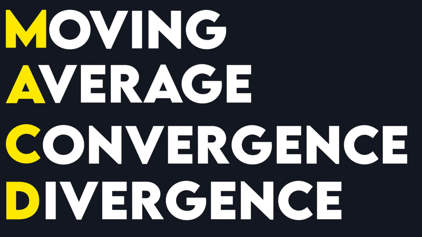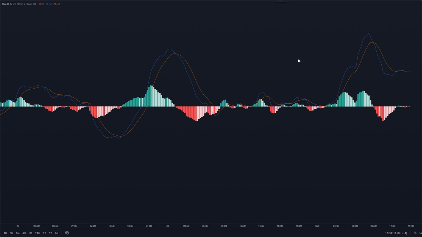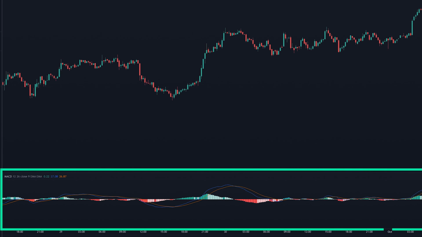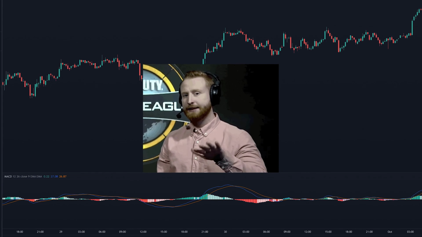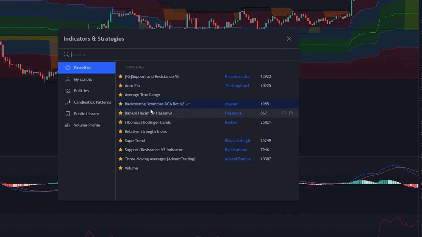The MACD, or the Moving Average Convergence Divergence, is one of the most popular technical indicators used by traders. Essentially, this indicator uses moving averages to find trends in the market, and it's pretty damn good at it too. Now, if you're an experienced trader, you've probably used or heard about this MACD indicator before, but the MACD indicator by itself is just alright, to be honest. So make sure you watch this full video to see how I pair it with some other indicators to make it perform so much better.